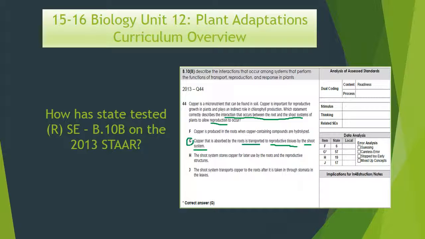And if you look real closely at what this question is assessing, you would think that it's assessing only transport, but it's really assessing transport and reproduction. Do you understand how reproduction is able to occur based off the function of transport that's occurring? So when I look at this, I see that it's assessing both of these concepts.